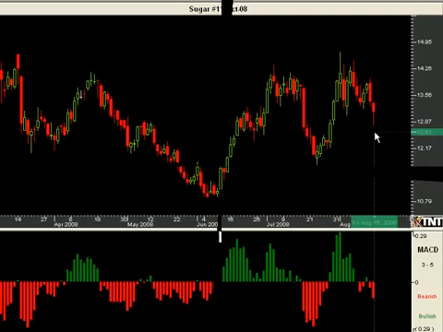But MACD is an exceptional indicator. If you're going to be using an indicator, you probably want to have MACD somewhere in the mix.